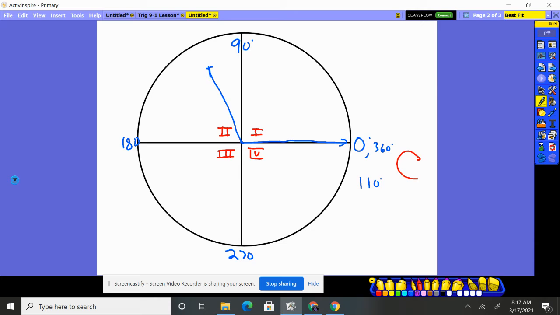That should be pretty simple. What if you have an angle that opens 240? Well, it starts here. 240 is between 180 and 270. So that's down here, that opening there. So you're in quadrant 3. Nothing tricky there. That's pretty easy. Again, quadrant 1, 2, 3, and 4.